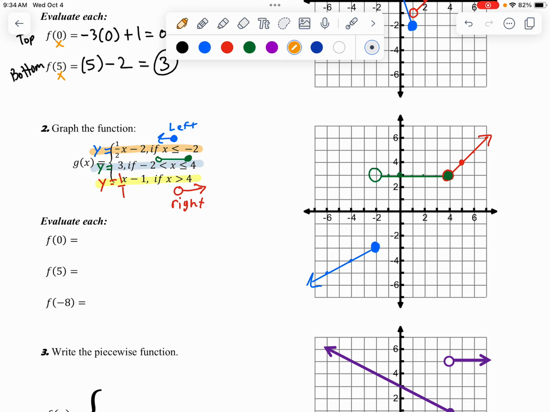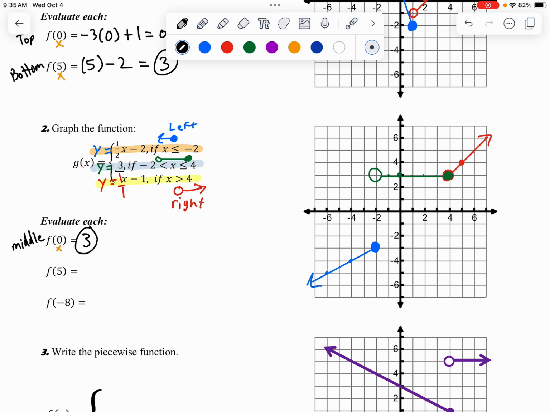So for the first one, f of 0, my x value is 0. If my x value is less than or equal to -2, I'll use the top. If it's between -2 and 4, I'll use the middle. And if it's greater than 4, I'll use the bottom. So 0 is between -2 and 4, which is the middle equation. And I'm going to plug in there. Now this equation is just y equals 3. There's no x value to plug in for. So f of 0 is just going to be the 3, and then we're done.